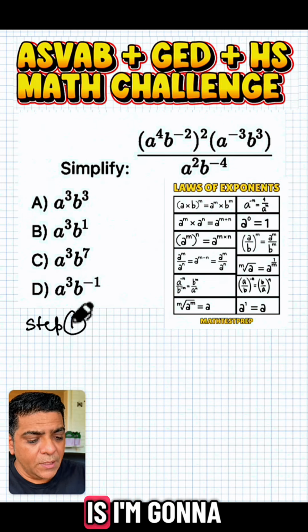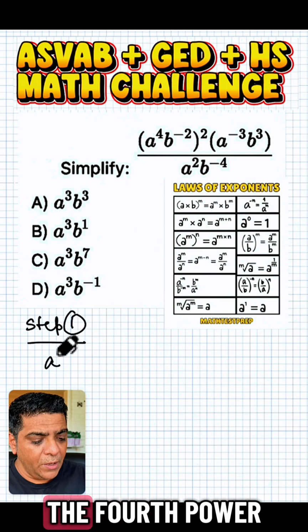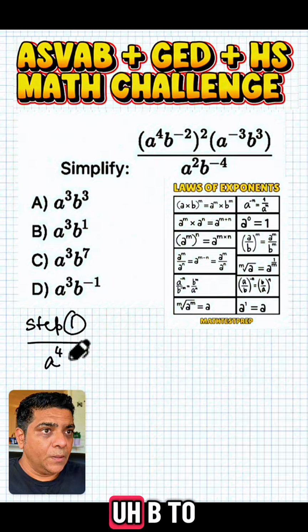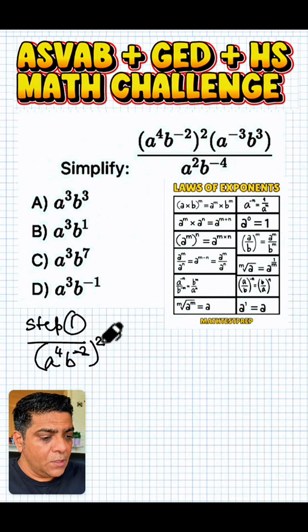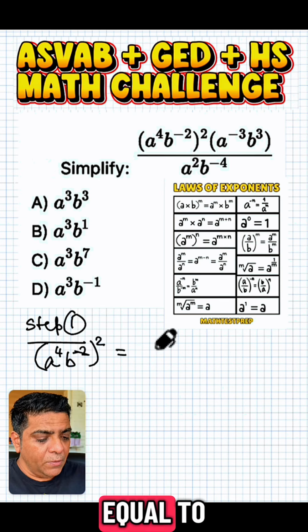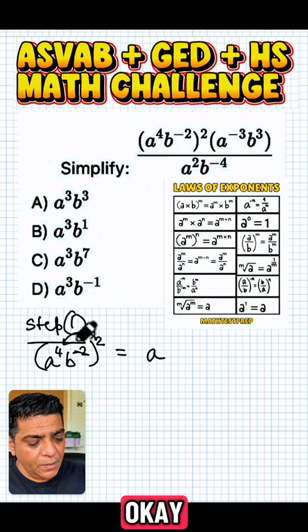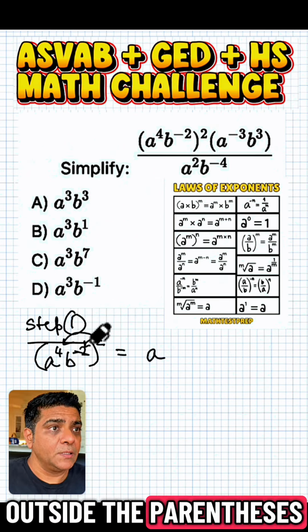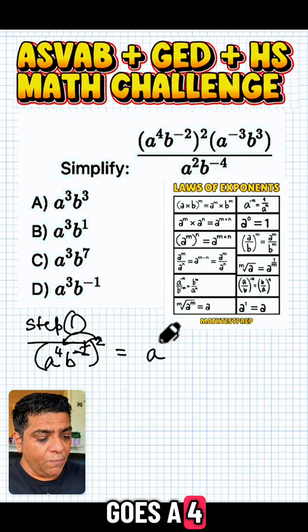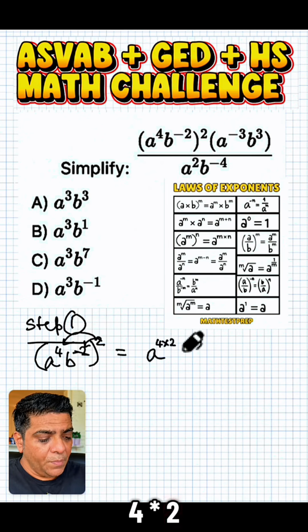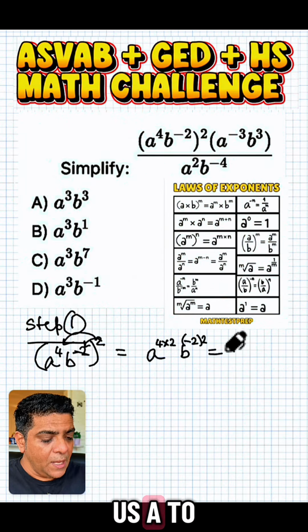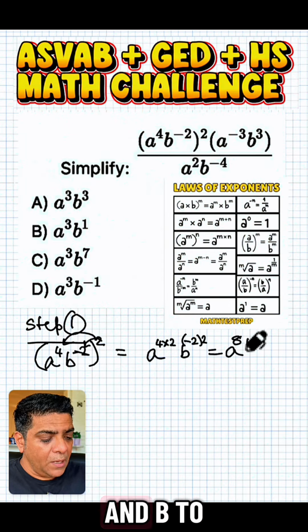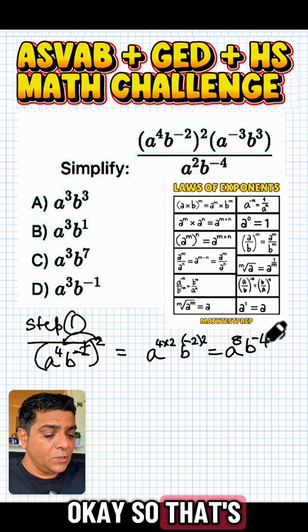So step one is I'm going to use that rule. So a to the fourth power, b to the negative 2 squared. That is going to be equal to, this gets distributed, the exponent outside the parentheses gets multiplied. So a: 4 times 2, and b: negative 2 times 2. That gives us a to the 8th and b to the negative 4. Okay, so that's in the numerator.